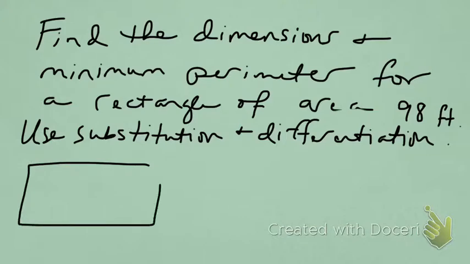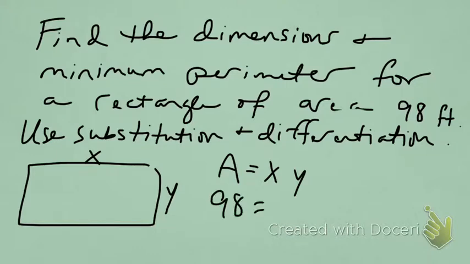Just for fun, I'm going to draw a rectangle. We usually call this length times width, but we're going to call it x times y right now for area. So our formula for area, normally length times width, we'll let it be x times y. And we'll plug that 98 in for A.